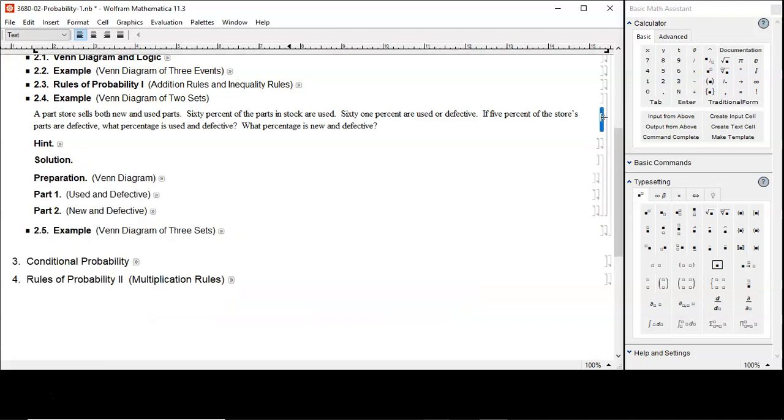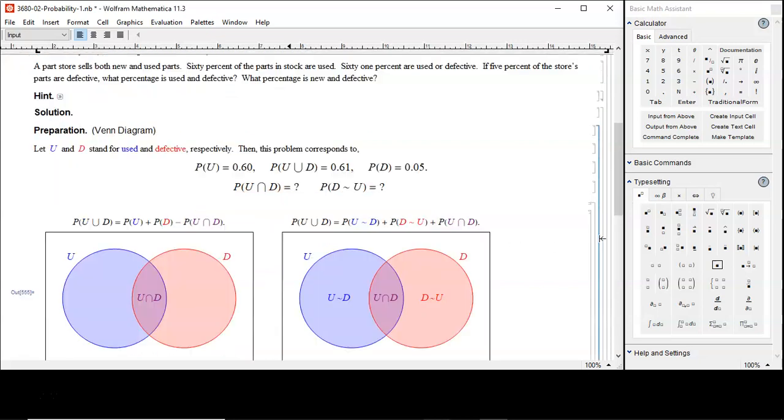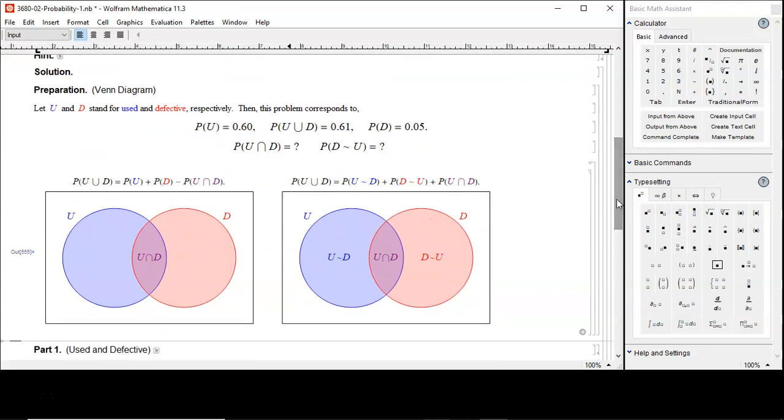Alright, here's a solution. Preparation. And then, okay, entire used is 60, that's 61 is figure 8, and then defective part is 5%. Okay, all right. So where is it? That red circle is 5%. That blue circle is 60%. And the total is 61%. Let me repeat.